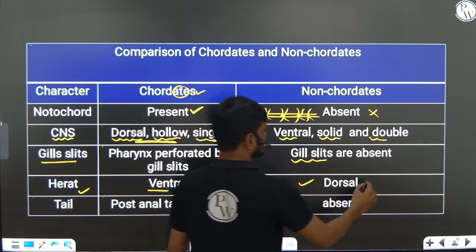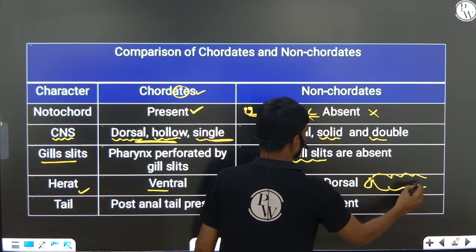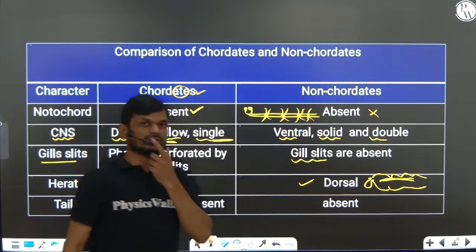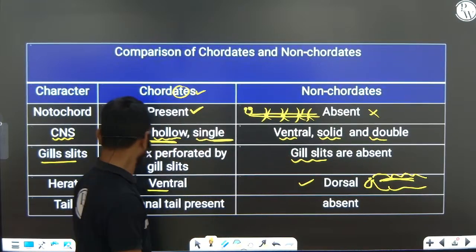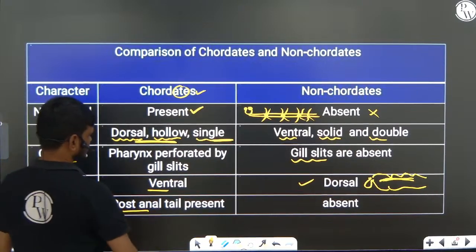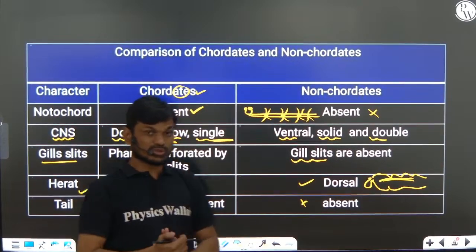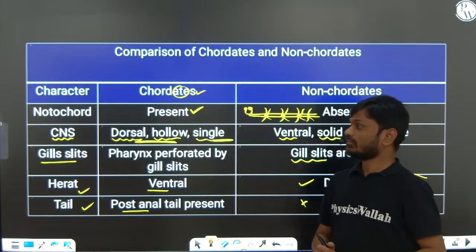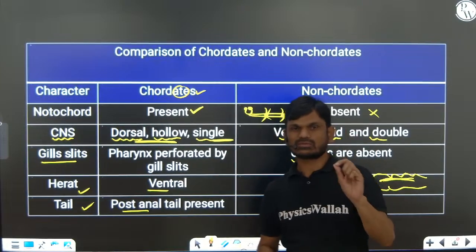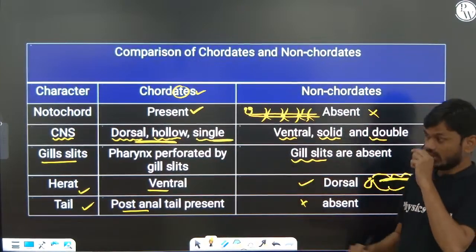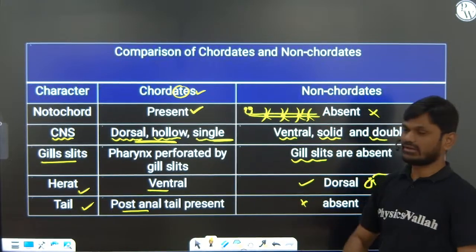For example, in cockroach, which we studied, the heart is dorsal. The position of the heart is on the dorsal side. A post anal tail is present in chordates, but it is absent in non-chordates. Based on this, they will ask you questions: which of the following characters belongs to Chordata, or which of the following characters does not belong to non-chordata. These are unique features of Chordata and non-chordata, and they will ask you questions on them.